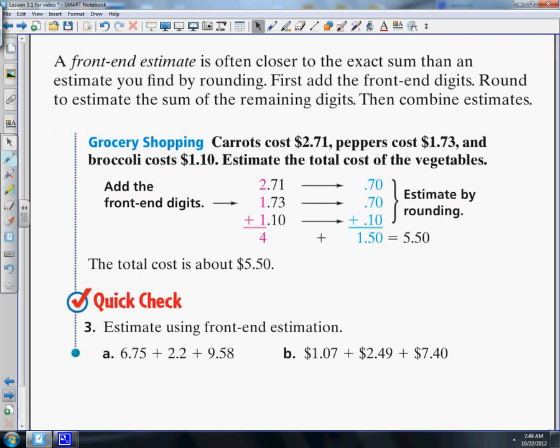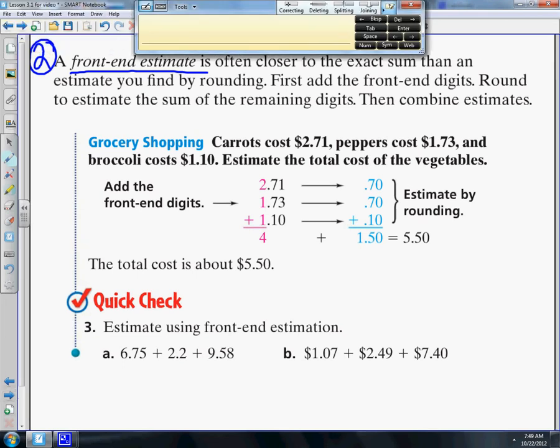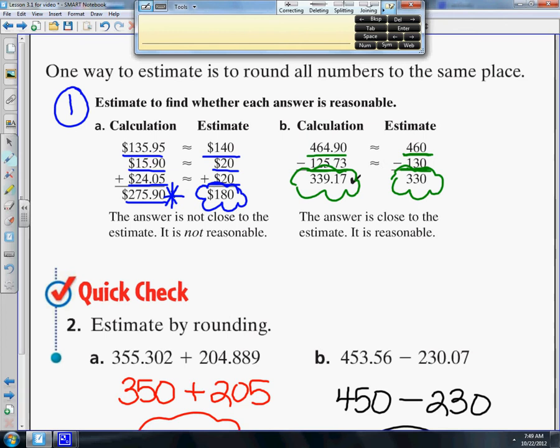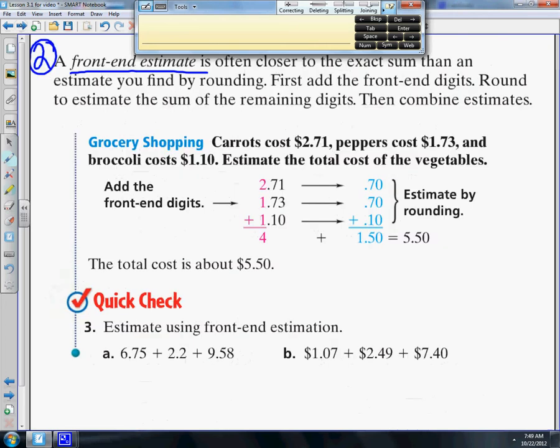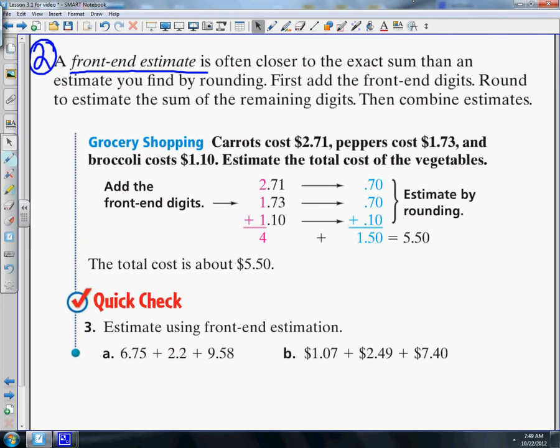All right, the second one is called front-end estimation. A front-end estimate is often closer to the exact sum than an estimate you find by rounding. So these ones back here weren't very close to the exact sum because I chopped it off quite a bit. But these right here, you're going to get a lot closer to your actual answer. So what it is, it's front-end estimation. First, you add the front-end digits. So I add the bigger numbers, and then I round to estimate the sum of the remaining digits.